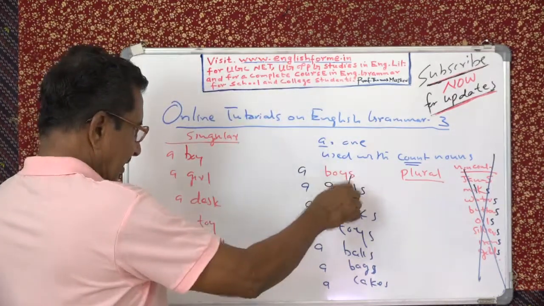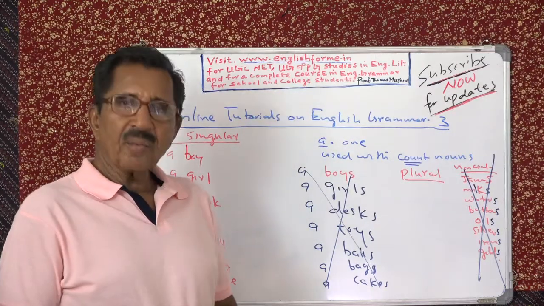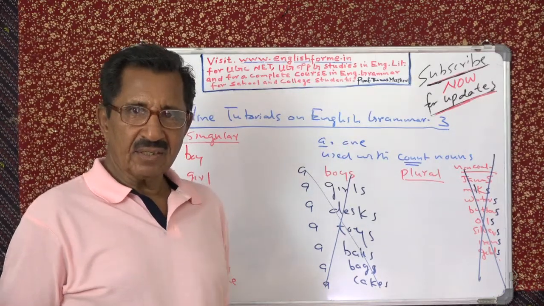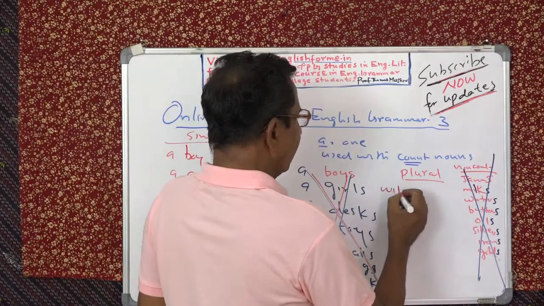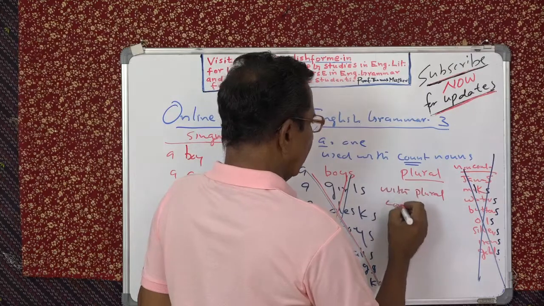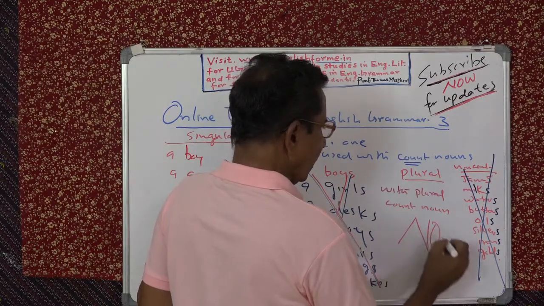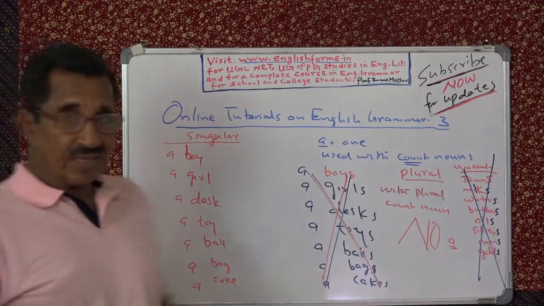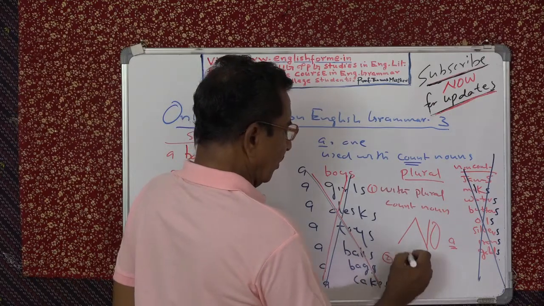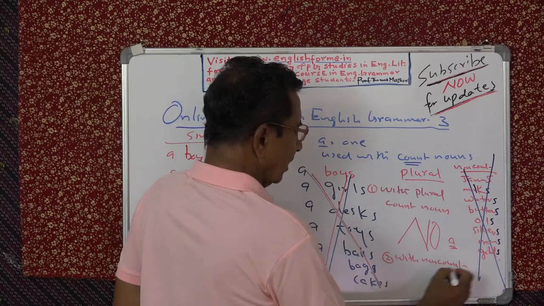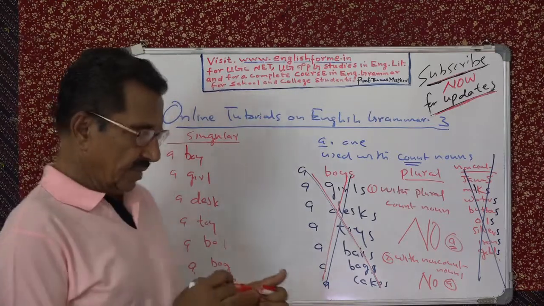And therefore, wrong. Wrong. So, plural count nouns. With plural count nouns, you can never use a. So that's the point. With plural count nouns, no a. Yesterday we saw another point. What is that? With non-count nouns, no a. 2 places you cannot use a.